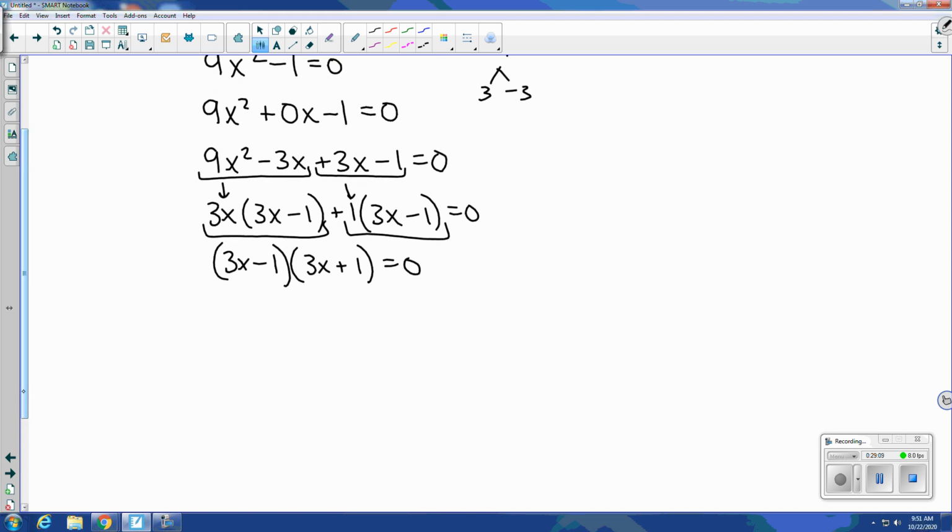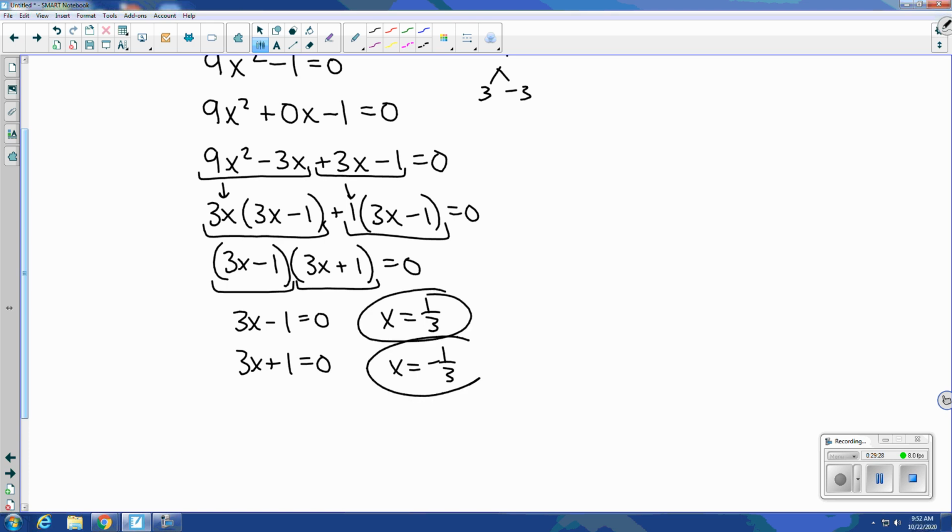I have a product now that equals 0. So I have a product of 2 things equaling 0. So one or both has to equal 0 for that to be true. Solve each one. Okay. Now, there is a shortcut to this type of problem as well.